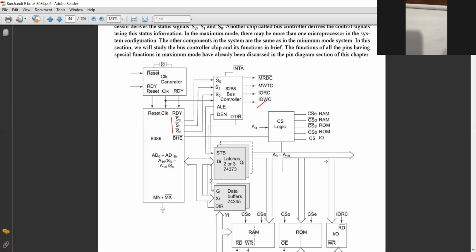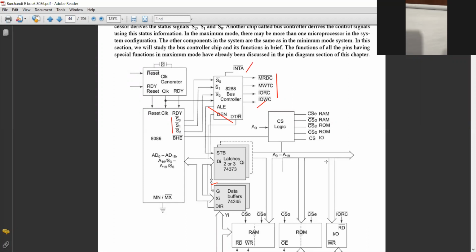INTA is 1, and this is another 4, so total 5. And these three make 8: ALE, DEN bar, and DT/R bar. So a total of 8 outputs, whatever is available in the minimum mode, is also available here. Now over here it is DEN, not bar. So how can I convert it into DEN bar? That's why I am connecting a NOT gate with that.